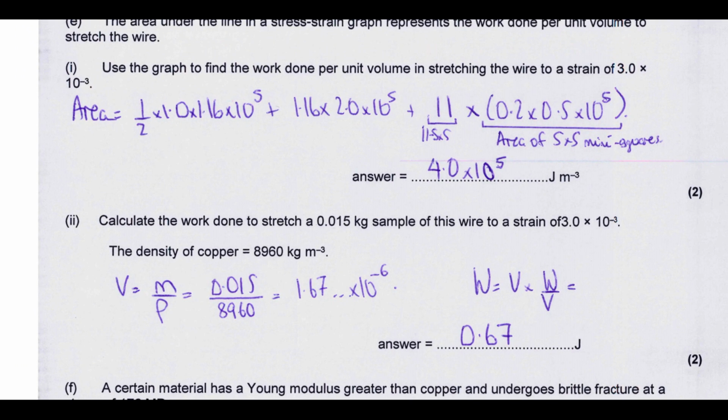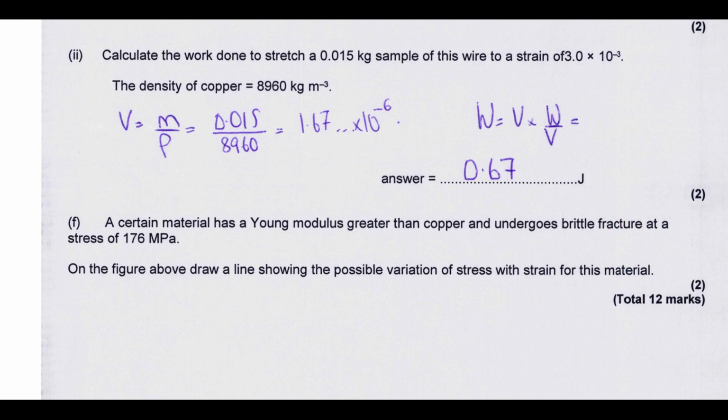And then to work out the actual work done, if you've got the work done per unit volume, you need to multiply that by the volume. So you need to use your density equation, rearrange to calculate volume. Loads of people couldn't rearrange this very basic equation, which was very disappointing to see. Once you've got the volume, you multiply your answer by that, and you end up with something around this. And again, there was a range depending on what you got here.